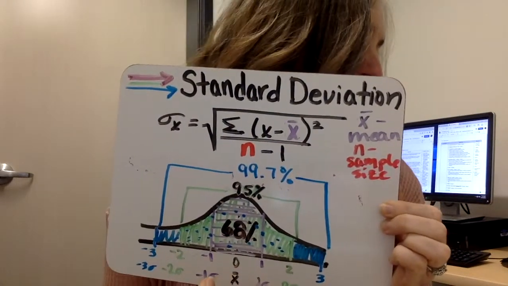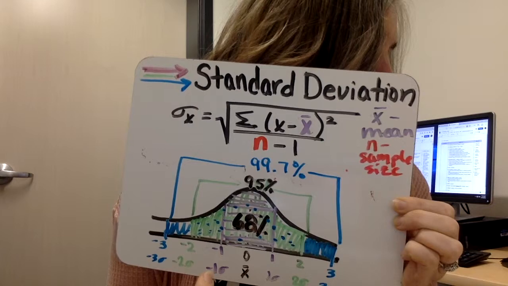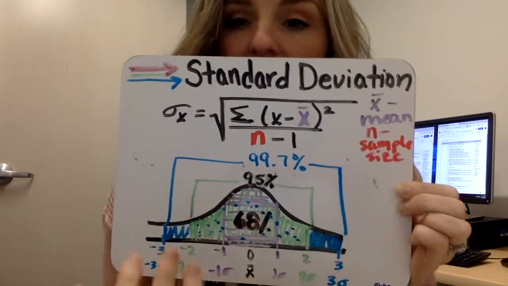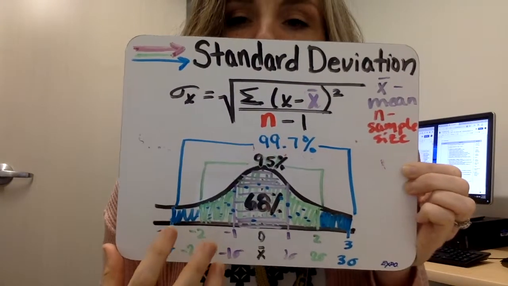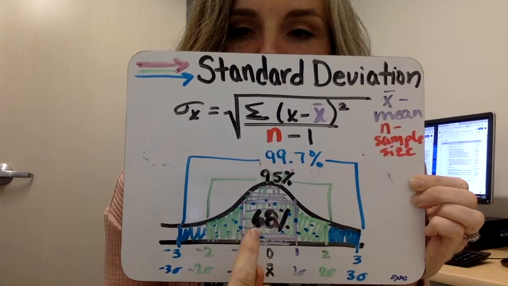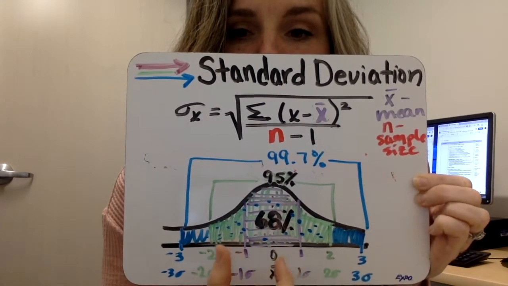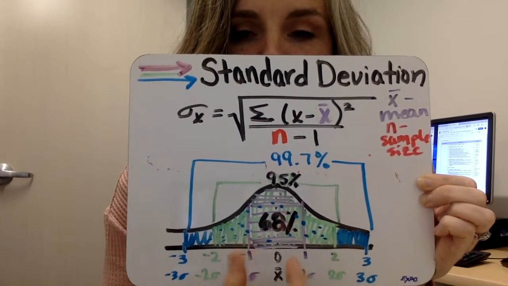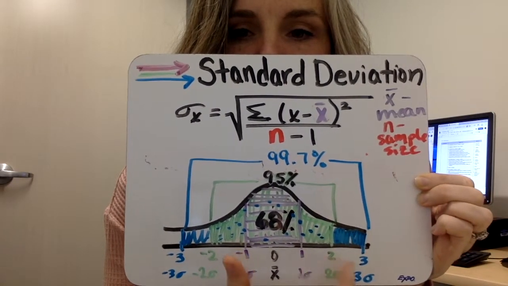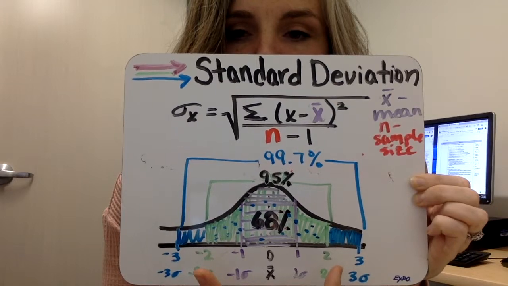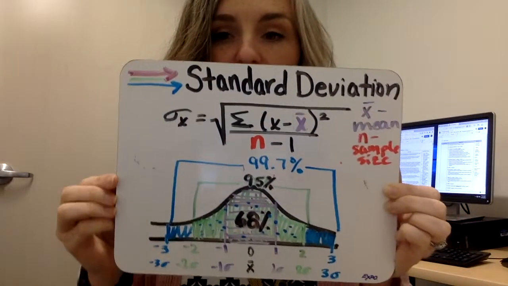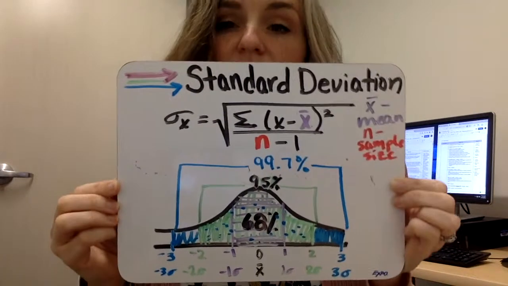And then if we have normal data or approximately symmetric data, then of course we've got this beautiful normal curve. And we know that 68% of the data is going to fall within one standard deviation of the mean. And 95% of the data will fall within 2 standard deviations of the mean. 99.7% of the data is going to fall within 3 standard deviations of the mean.